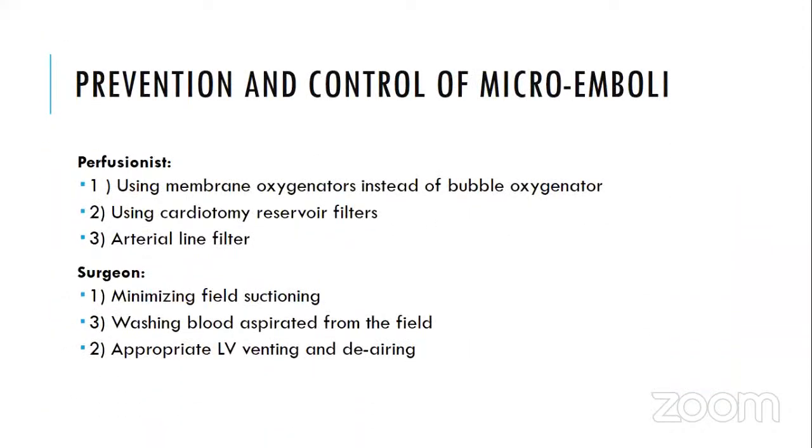Prevention and control of microemboli. From the perfusionist side: using a membrane oxygenator instead of a bubble oxygenator, using cardiotomy reservoir filters and an arterial line filter. From the surgeon's point of view: minimizing the field suctioning, washing the blood aspirated from the field, appropriate LV venting, and de-airing.